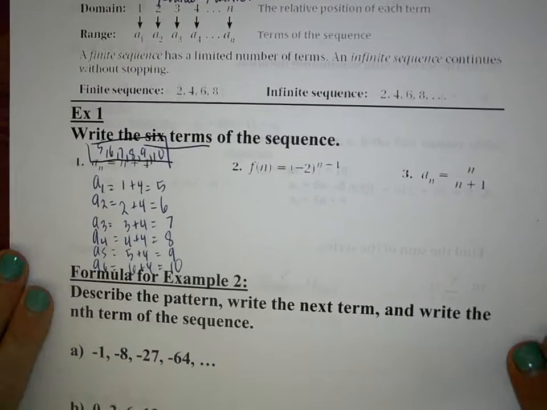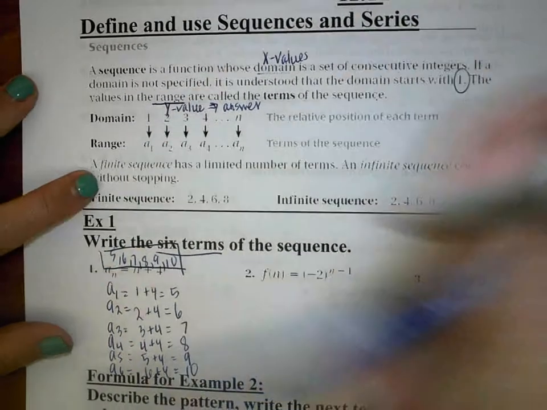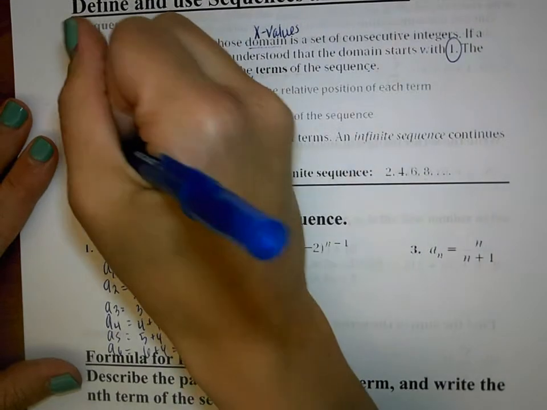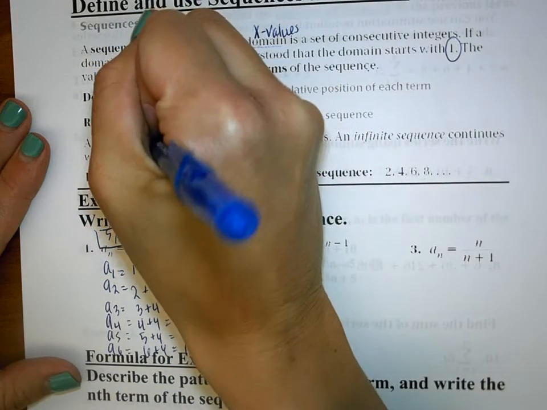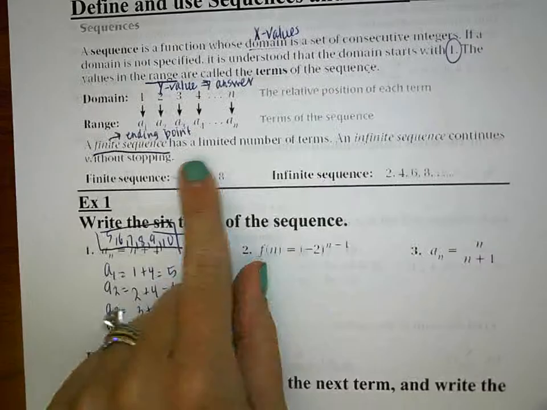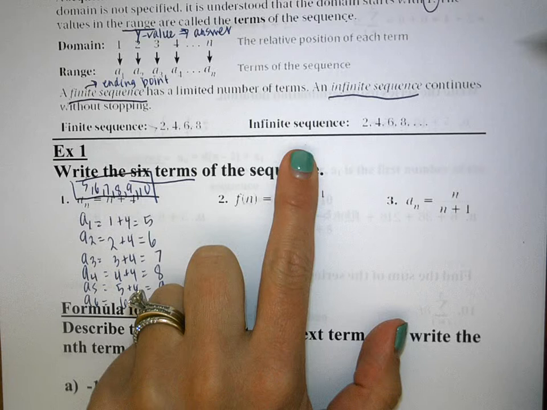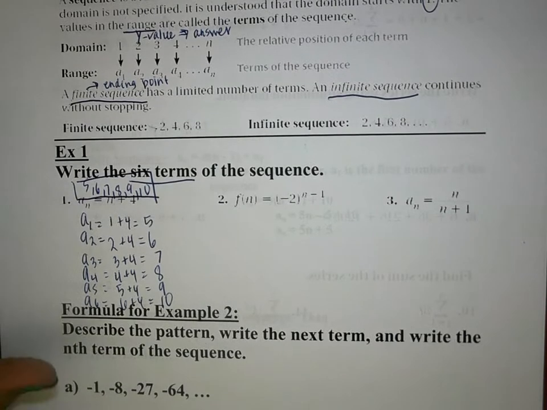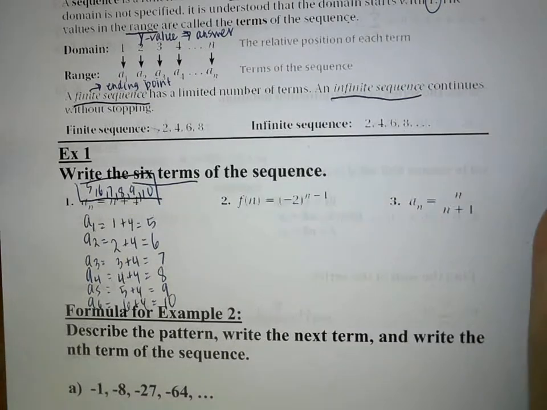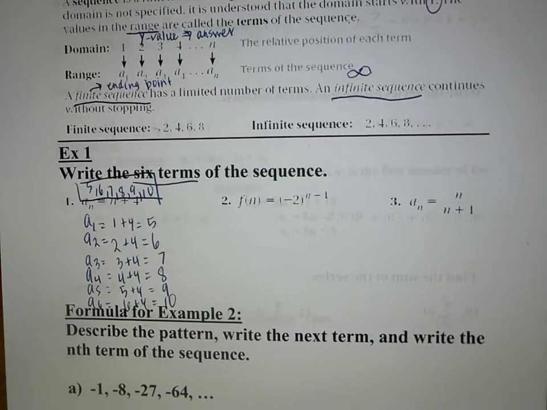Okay, coming back here. A finite sequence. What does finite mean? Good. Finite means there is an ending point. So a finite sequence has a limited number of terms. An infinite sequence, infinite means what? Goes on forever, continues without stopping. Do you guys know what the infinity symbol is, right? So, basically, it's a sideways 8. Exactly. That's infinity.